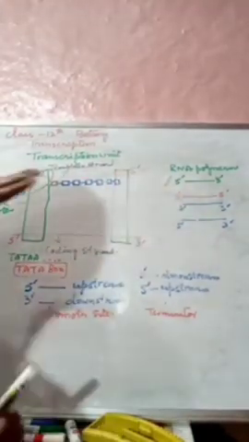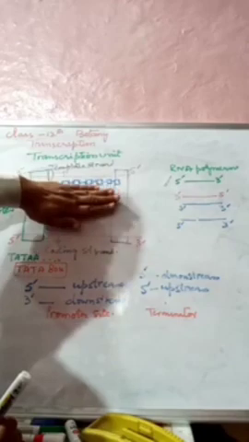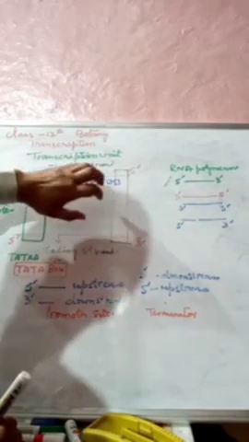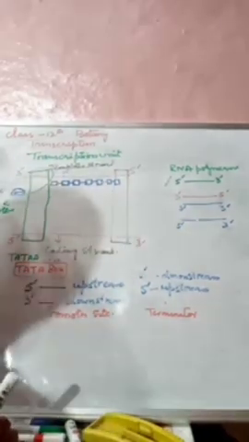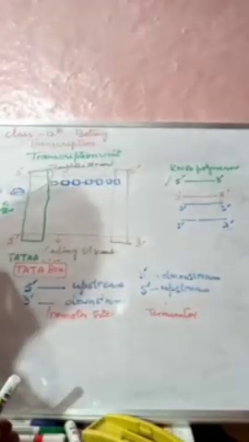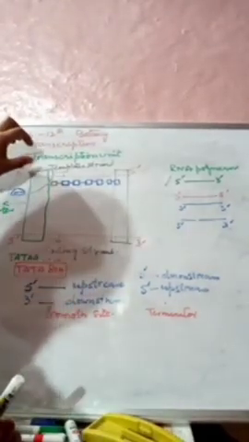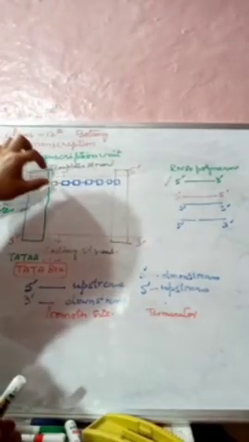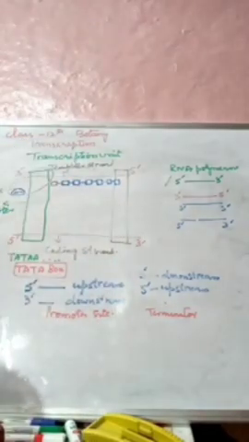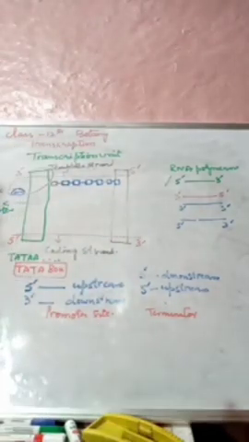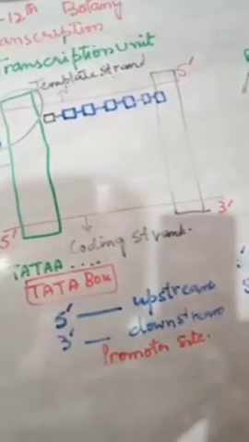So in this way a new mRNA, a new RNA nucleotide chain, is formed, and the whole process is called transcription. This was all about transcription, and tomorrow we will proceed further. Until then, goodbye. God bless you. Thanks.